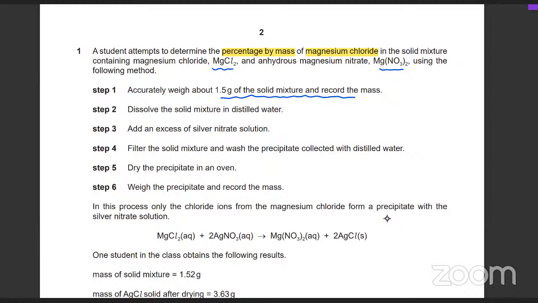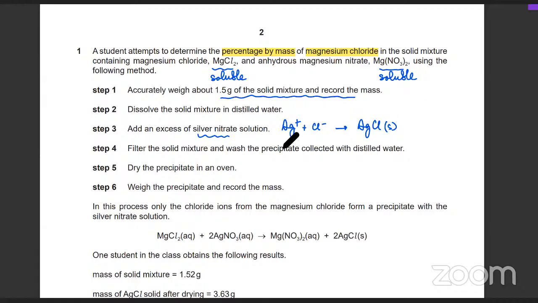I think both of them will dissolve. Both of them are soluble, and nitrates are also soluble. So the solution will have both things. Then he adds silver nitrate, which is going to react with the chloride. Remember that the silver ions and the Cl ions react together and form a precipitate of AgCl. So now the solution will turn into a precipitate.